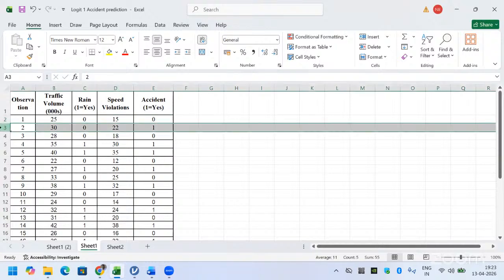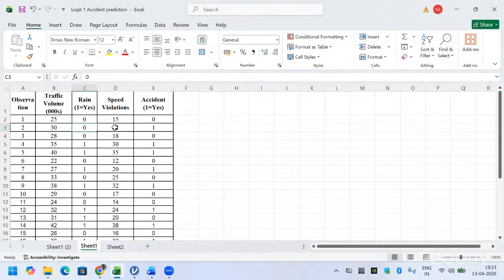Coming to the second observation, traffic volume is 30,000, and again there is no rain, but speed violations have been done by 22 vehicles, and the accident value is 1. So 1 signifies that an accident happened that day. Either 1 accident or 2 accidents, some accidents happened on that day.